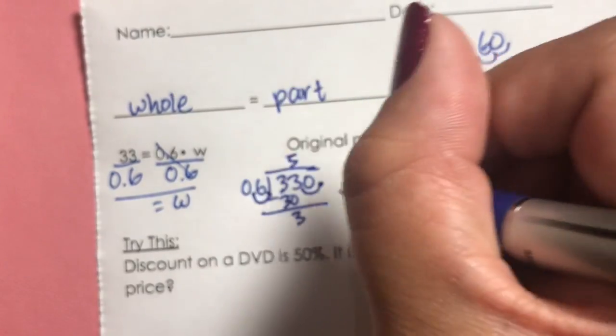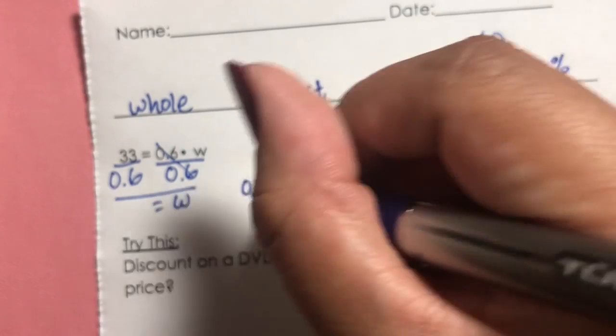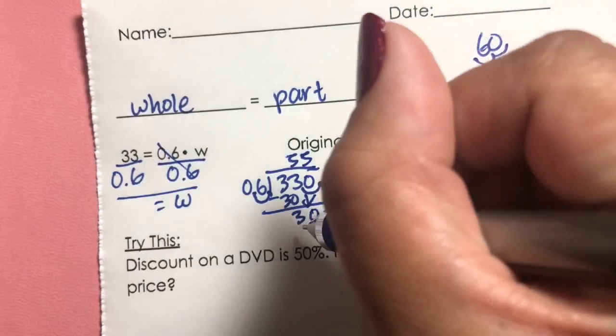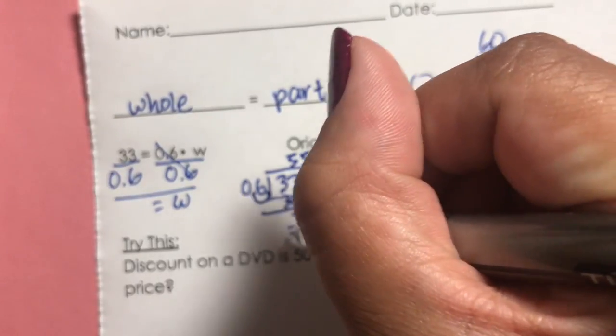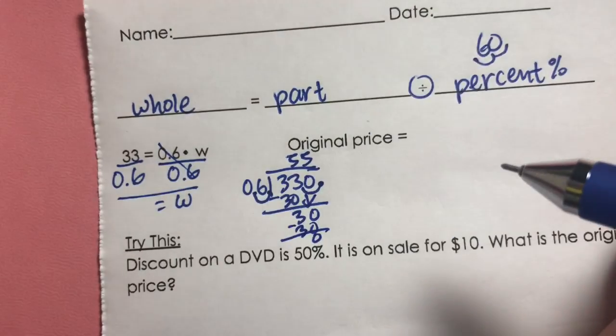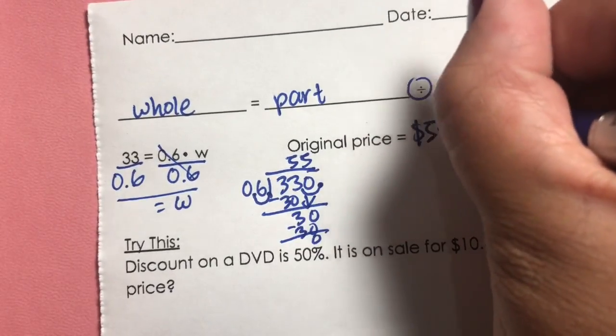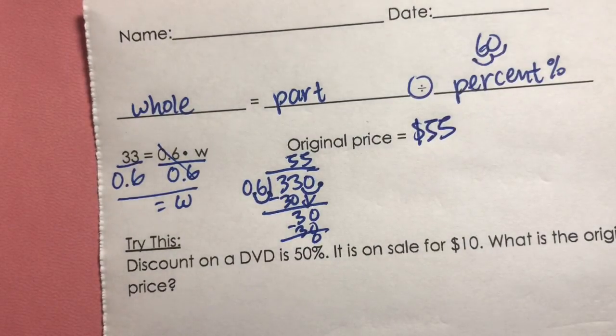33 minus 30 is 3, bring down the 0. 6 goes into 30 5 times, and then we're done. 6 times 5 is 30, and so we're left with 55. So that is our original price, $55.